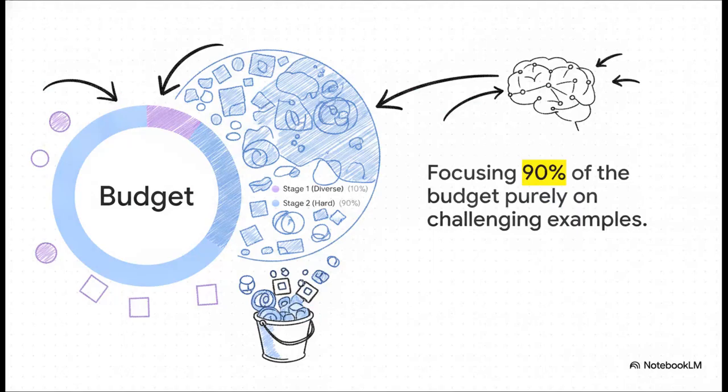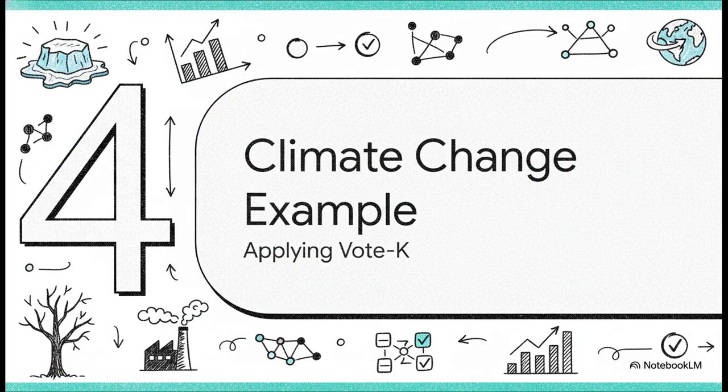So the crucial point is how dramatically skewed this budget allocation is. We've got our 10% slice dedicated to baseline diversity from stage 1, but a massive 90% of our budget goes entirely to the hard stuff in stage 2. We want to spend almost all of our precious manual annotation time on the precise examples that will truly challenge the model and force it to learn complex nuances.